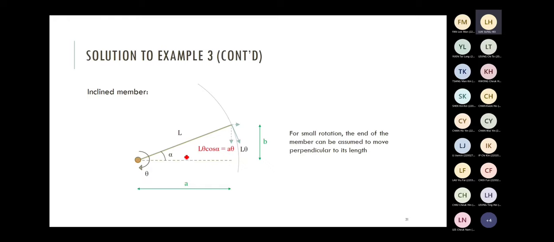How? You can use trigonometry, sine cosine. Say, for example, this vertical component is equal to L theta cosine alpha. The horizontal component is equal to L theta sine alpha. Using sine cosine, with the angle alpha, you can project this diagonal back to horizontal and vertical components.